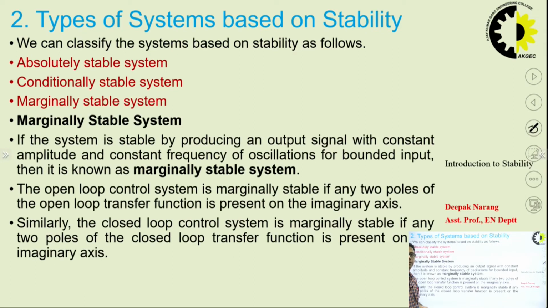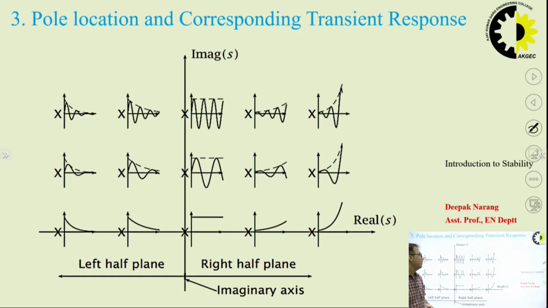And next is marginal stable, when system poles are lying on the imaginary axis and these roots are not repeated. Then we call it marginal stable, because in this system the output oscillates with constant amplitude and constant frequency. We cannot say that the system is completely unstable. Rather, we call it marginal stable or limited stable. So we can define the responses on the basis of our pole location.